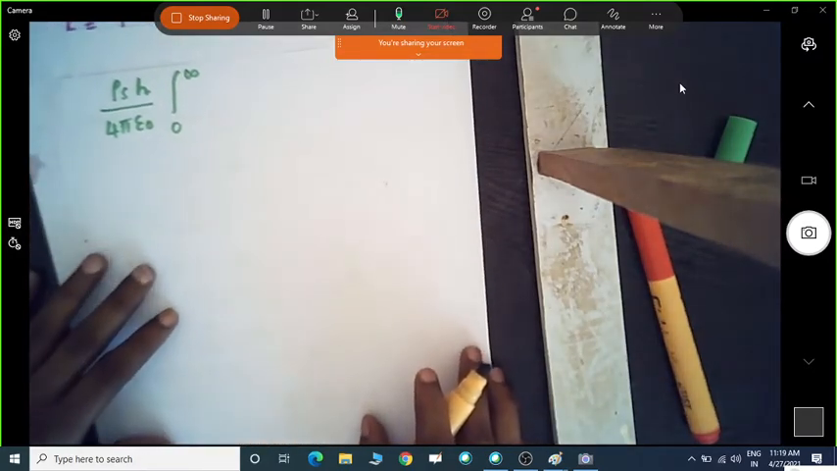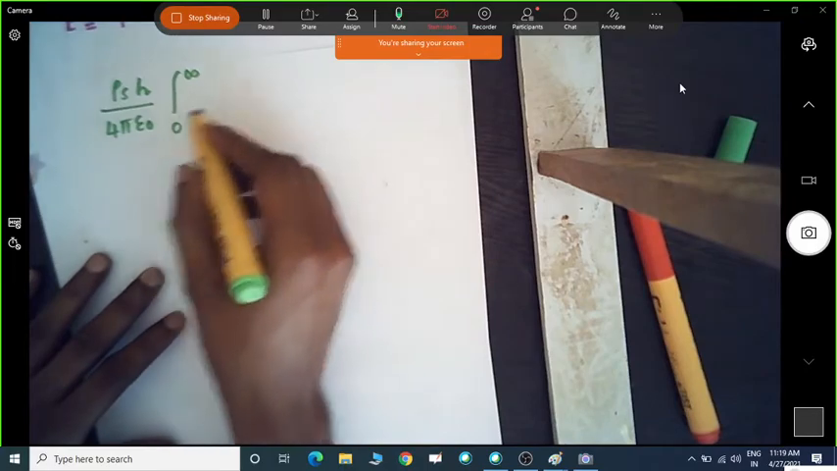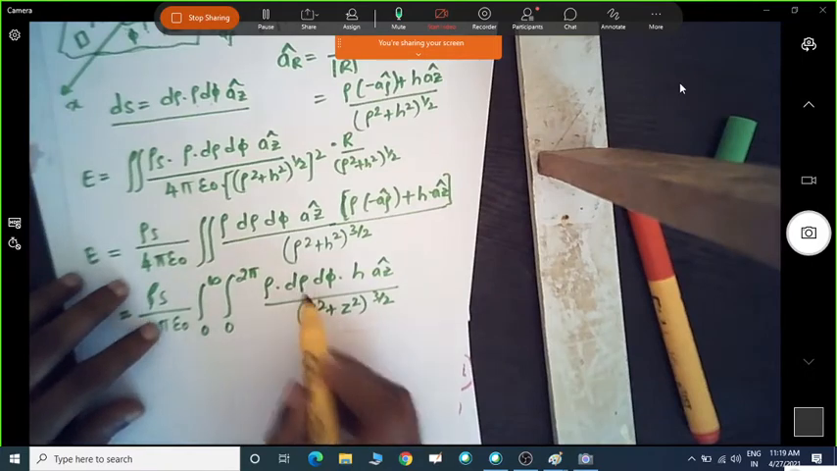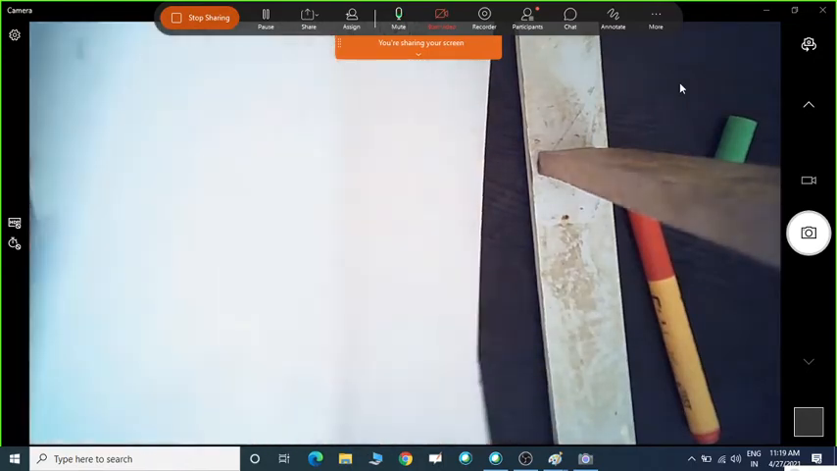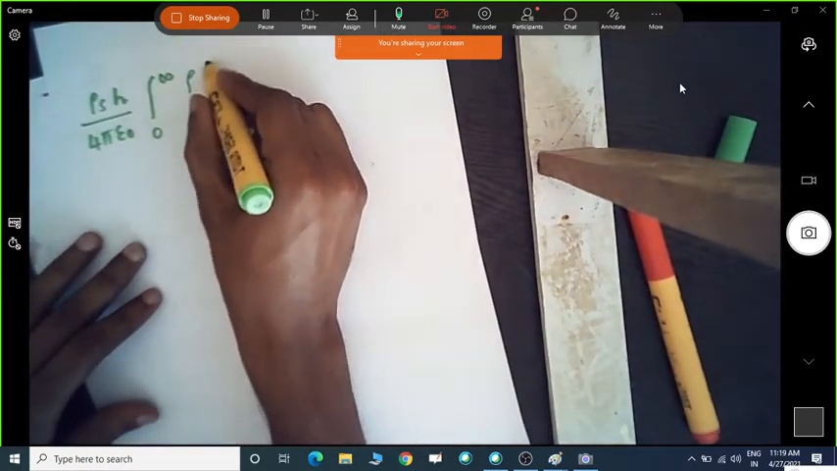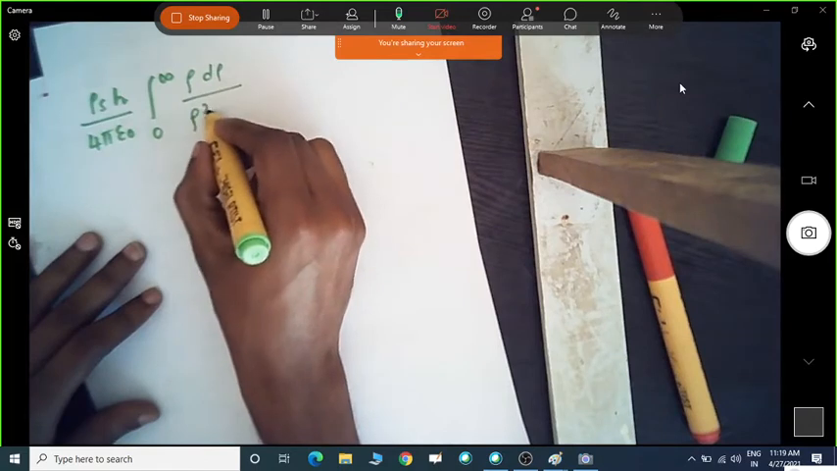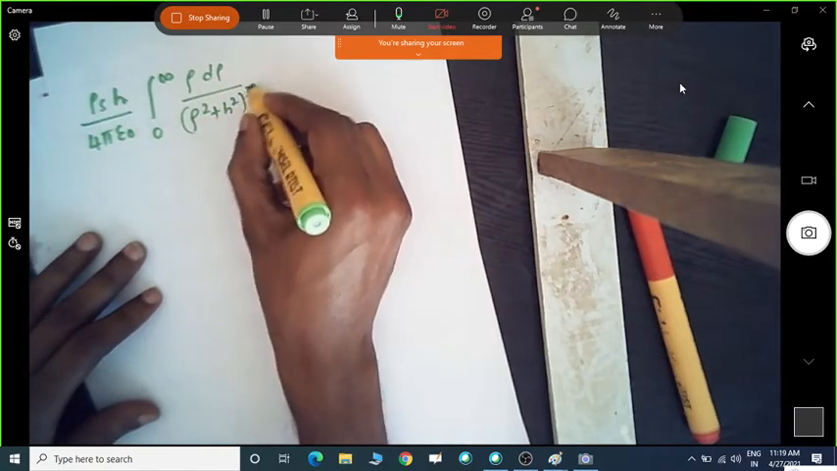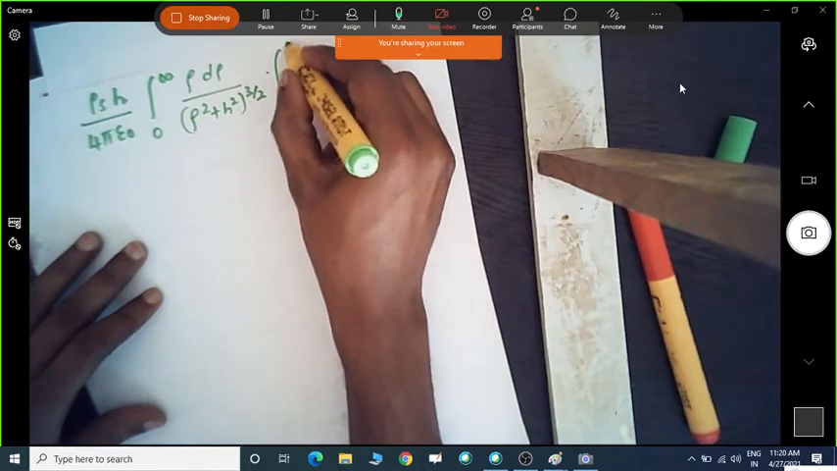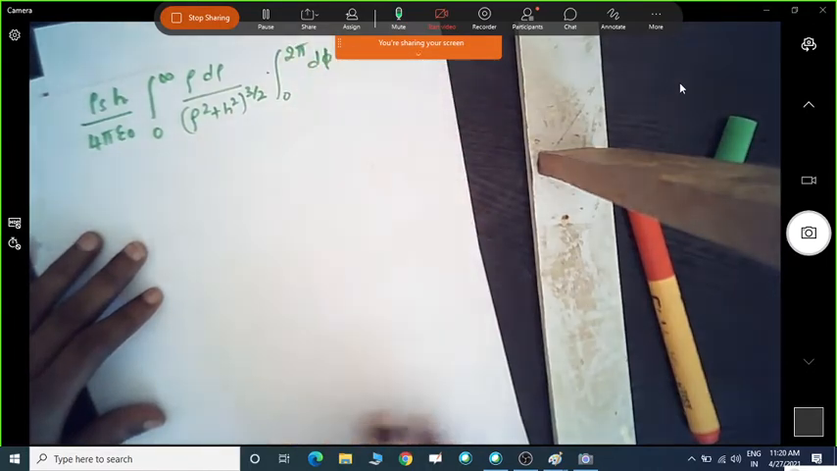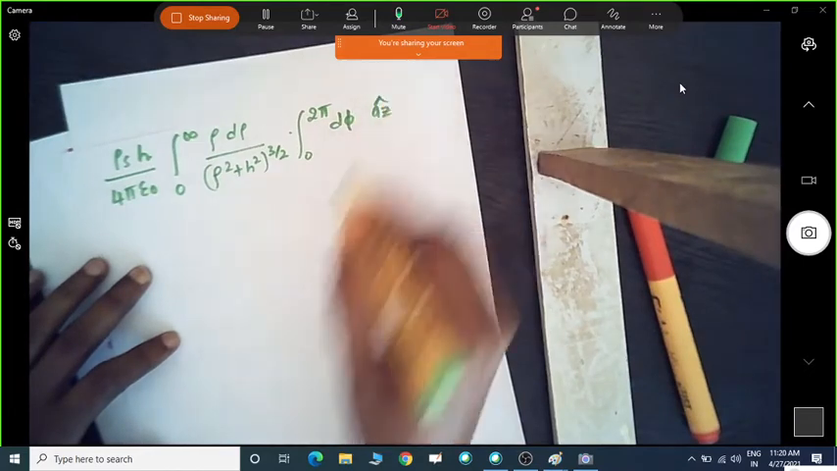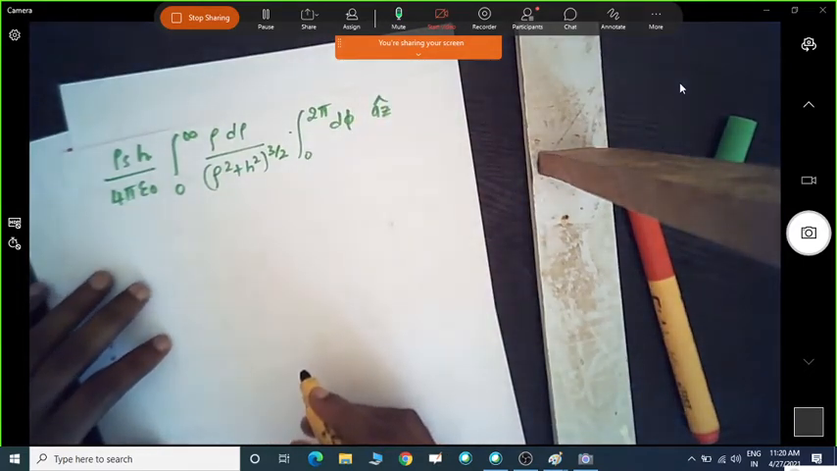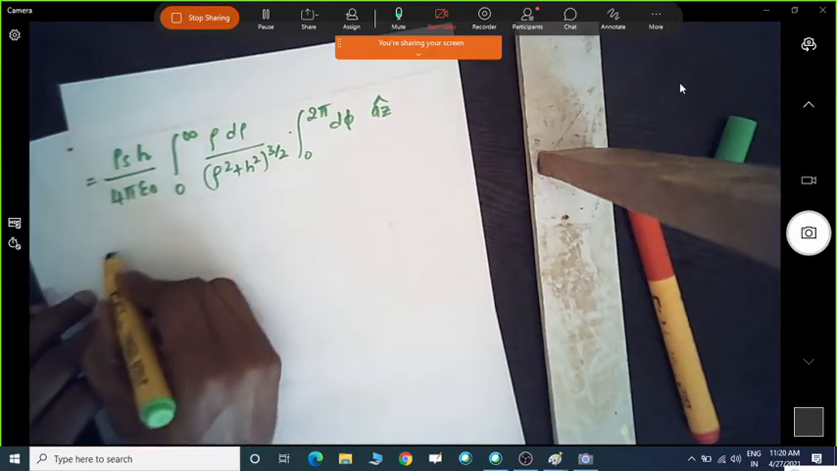Okay, so now we have rho d rho and rho square plus z square whole power 3 by 2, so that we can write. With respect to rho, it is rho d rho divided by rho square plus h square whole power 3 by 2, into the integral from 0 to 2 pi, which has only d phi. Okay, so now this is the integration we have left in the direction of a_z. Now we can integrate this one.